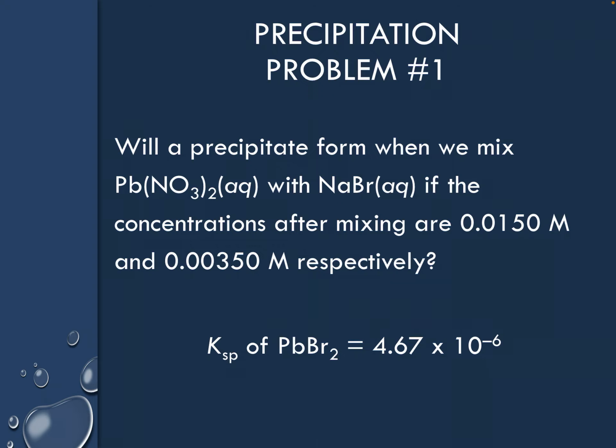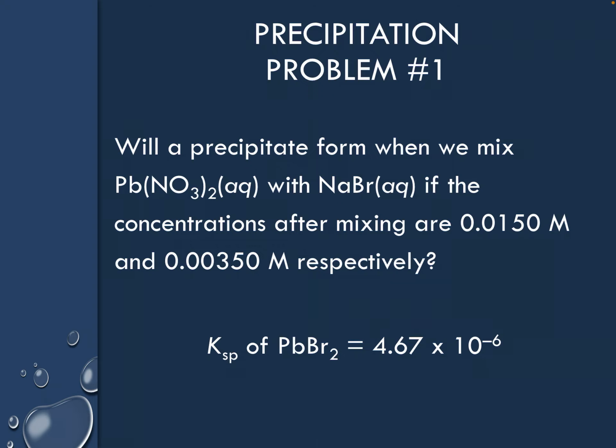All right, let's go ahead and do a little bit of calculations associated with precipitation. So this says, will a precipitate form when we mix lead nitrate with sodium bromide if the concentrations after mixing are there? Okay, so again, we're always going to want the concentrations after mixing, right? Not the concentrations of the solutions alone, but the concentrations of the solutions together. So that's what's been given here.